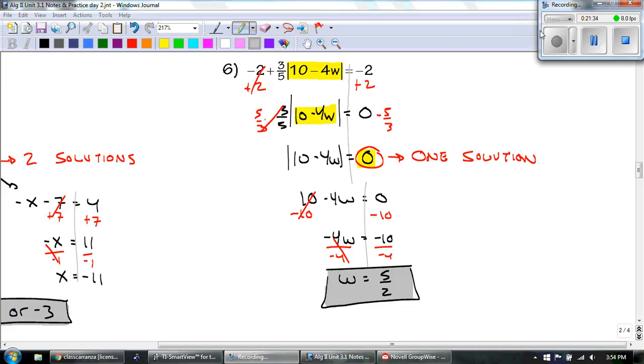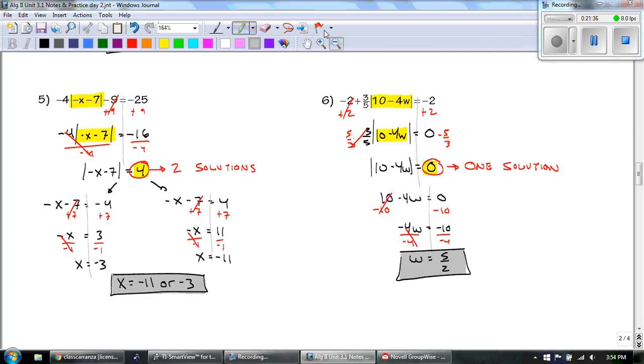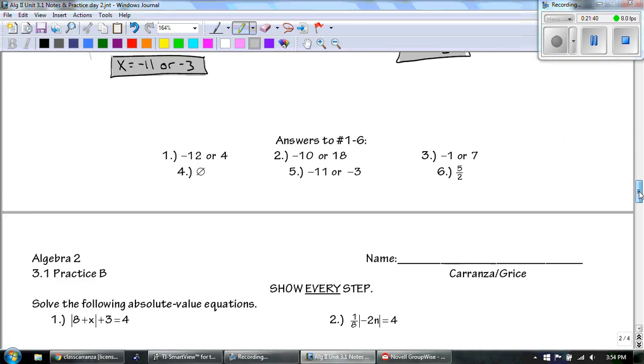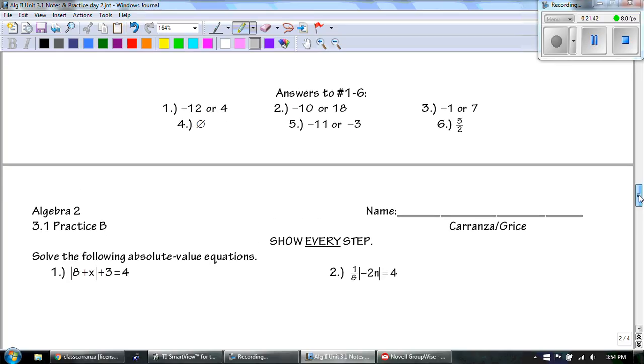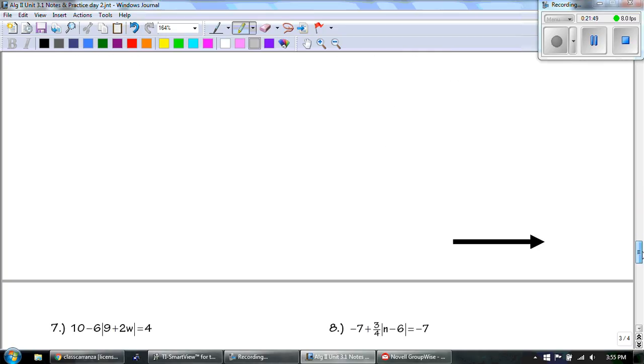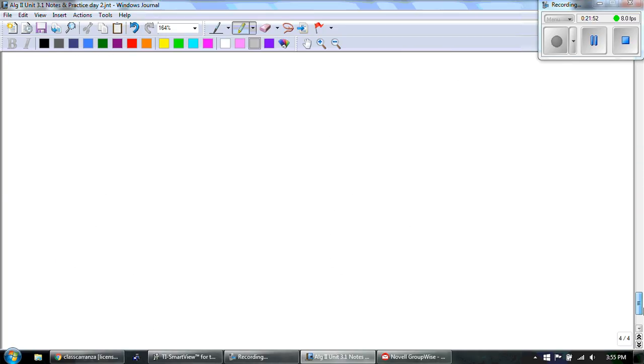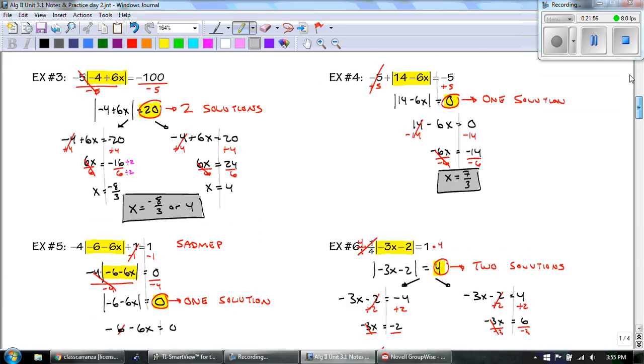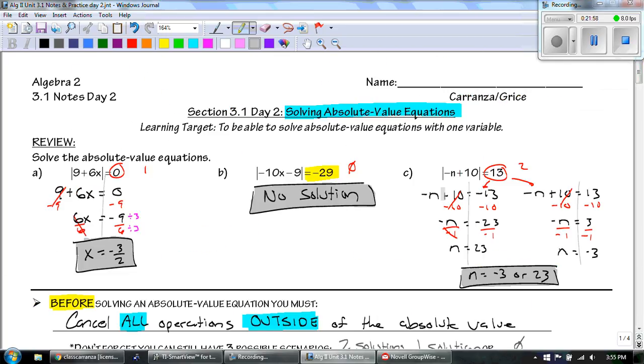Okay, so if you have any questions or you need extra help, please come find Ms. Carranza or myself. We would love to help you out. Oh, did you see the answers were on the bottom? Okay, so 3.1 Practice B is your homework. It is two-sided. And oh, look at that, there are answers again. We're so nice. All right, if you need us, come find us.